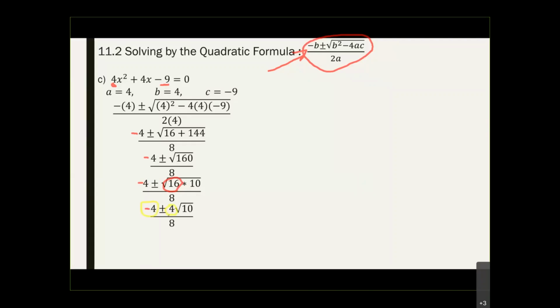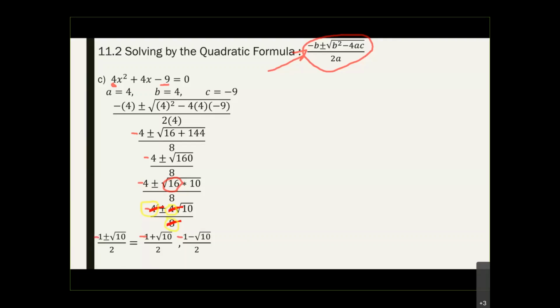Here, those are your whole numbers. And because they have a common divisor, we can reduce them, which basically means you can cancel them out. 4 going into 4 is 1 time, 4 going into 4 is 1 time, and 4 going into 8 is 2 times. So the answer should be -1 plus square root of 10 all over 2, -1 minus square root of 10 all over 2.